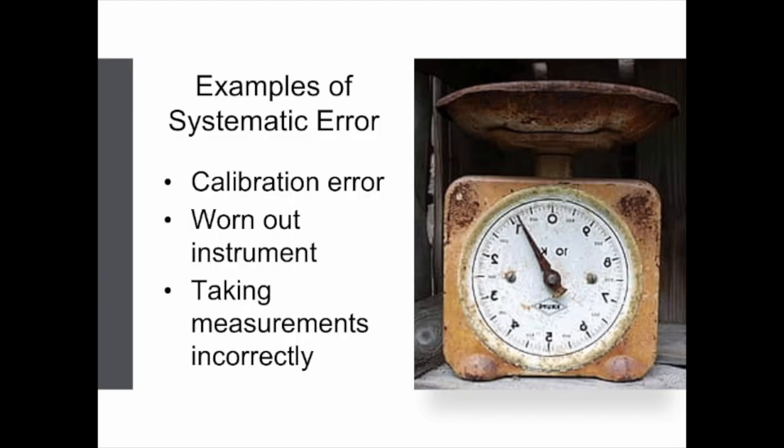Examples include calibration error. This happens a lot with scales. They need to be calibrated in order to mass things effectively. Worn-out instruments or ones that have defects can cause systematic error and skew your results. Taking measurements incorrectly can also cause systematic error if you're making the same kind of mistake over and over again.